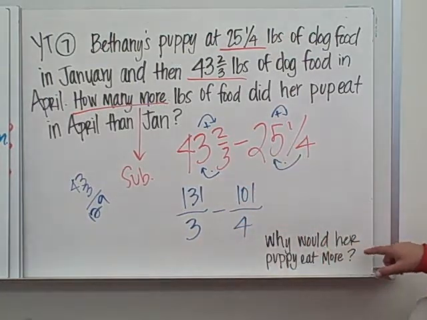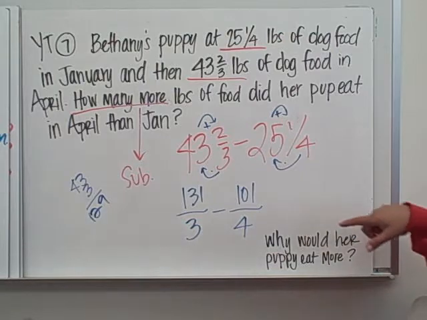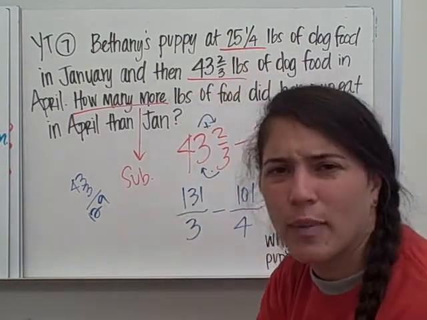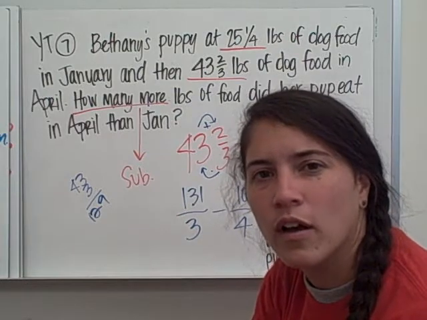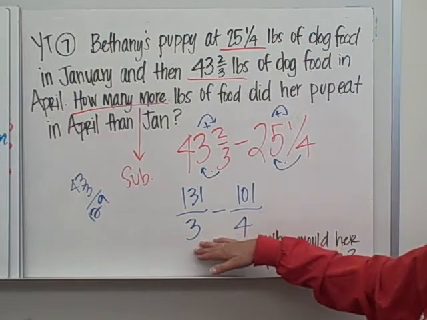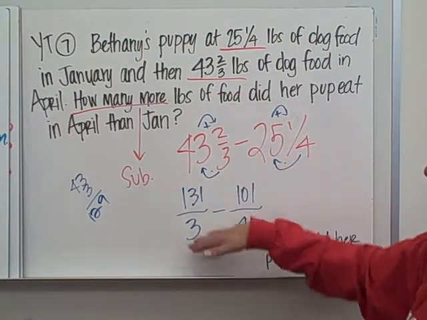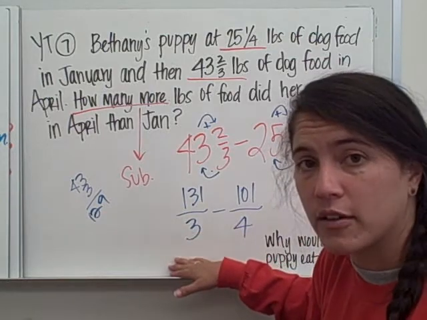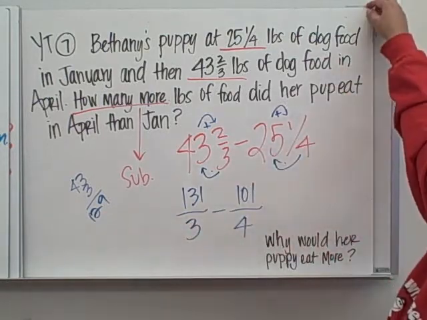But my question is, why would her puppy eat more food in April? If her puppy eats 25 pounds and then increases to 43 pounds, why would a puppy eat more 4 months later? So we're going to talk about this one tomorrow. So I've worked you through this point, and if you didn't get to this point, then go back, fix it, find a common denominator, and then rework it.